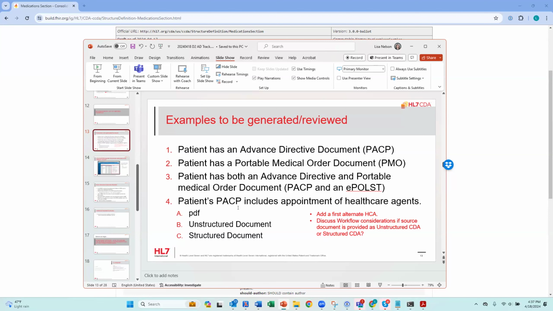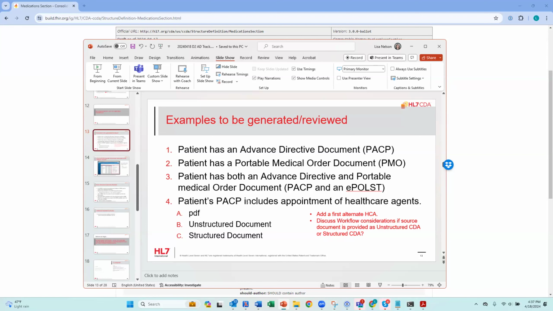Then we got to the point in the workflow of now knowing that a patient has an advance directive document. What if you look at it and you go, oh, they've got a healthcare agent that's been appointed? That's important information for us to know. So when I'm summarizing what I've learned that's relevant and pertinent from these documents, I'm going to write down who their healthcare agent is. And so we explored how you do that.